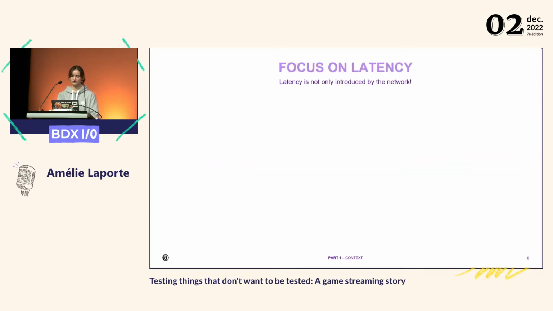And if we continue to focus on latency, latency is not only introduced by the network, it's also introduced by the hardware. So for example, your controller can take around 4 milliseconds to send an input. And then your screen can also take between 4 to 16 milliseconds to refresh a frame. And for TV, it's even more. Like, it can be like 30 milliseconds or even more.